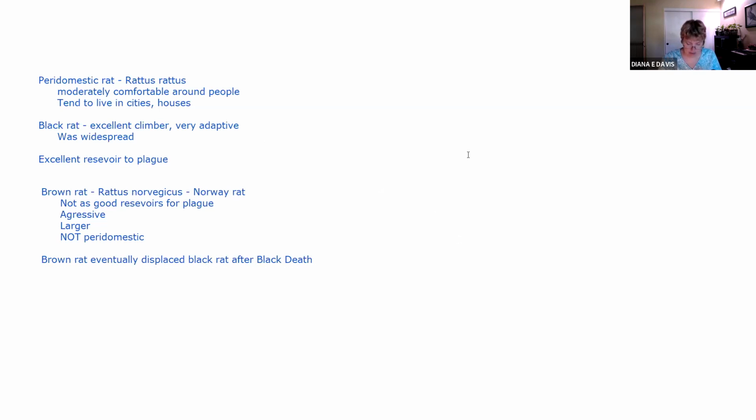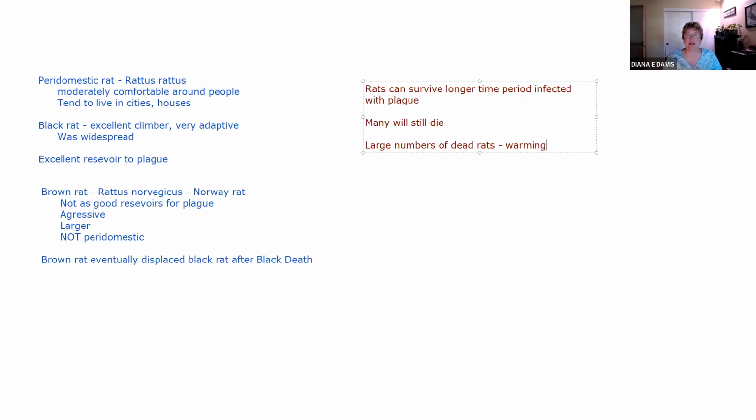Okay. Now, rats can survive longer time periods infected with plague, but many will still die. So large numbers of dead rats was a warning sign. Plague was coming.